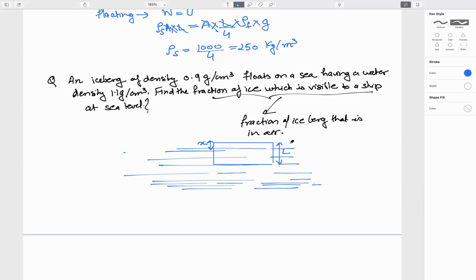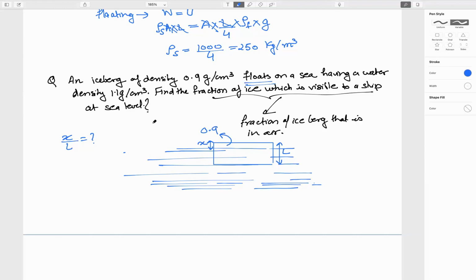So we need to calculate the fraction of iceberg that is in air. So X is visible. What we need to calculate is the fraction. Fraction means how much of the total part. So that is X by L. We know the density of the iceberg is 0.9.